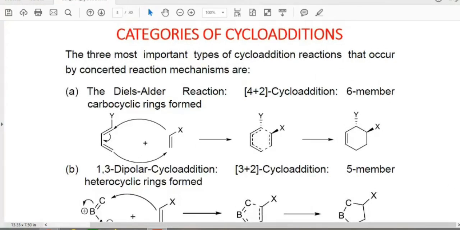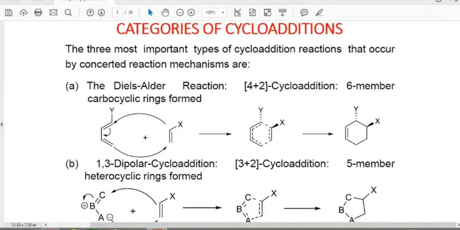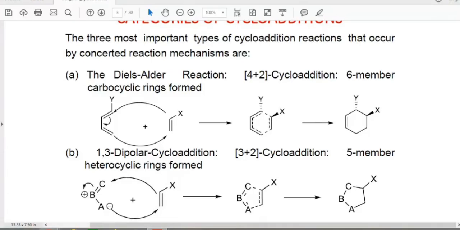Let us see the categories of cycloadditions. There are three most important types of cycloaddition reactions. One is the Diels-Alder reaction, also known as 4+2 cycloaddition. Due to this Diels-Alder reaction, we can get 6-membered carbocyclic rings. The Diels-Alder reaction will form 6-membered carbocyclic rings.